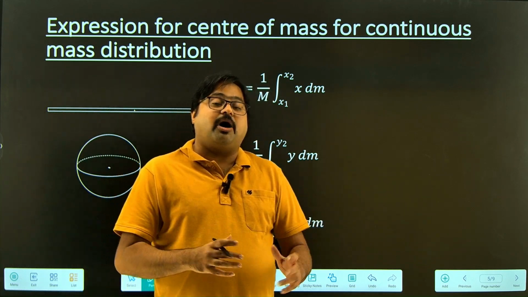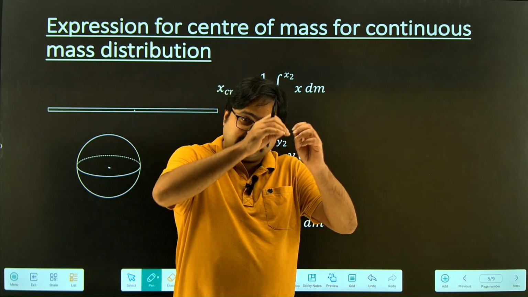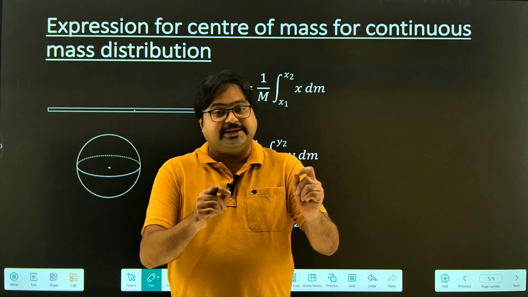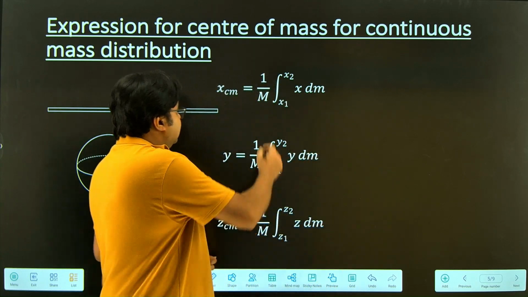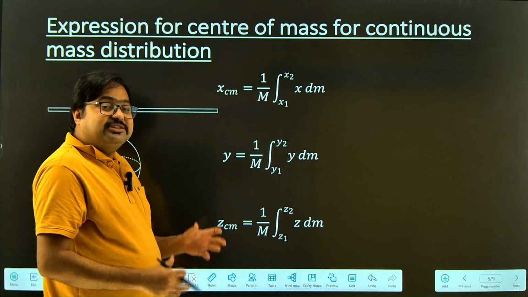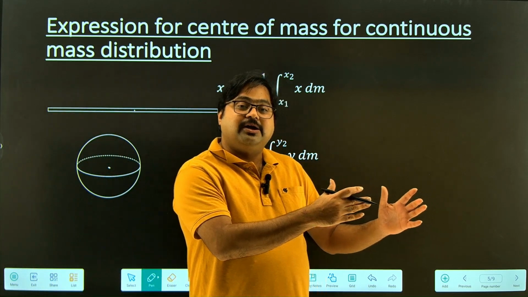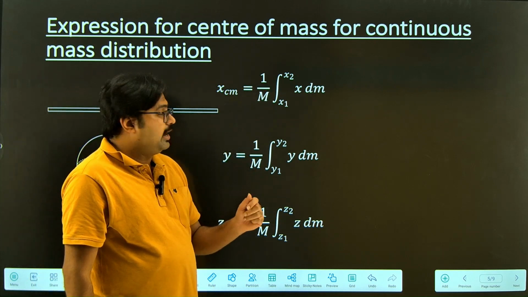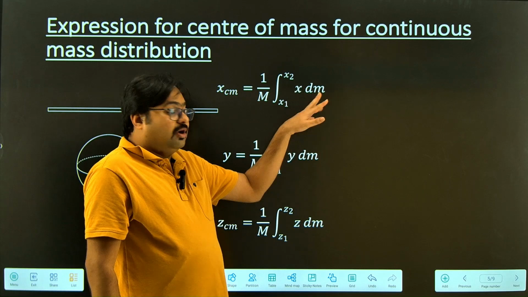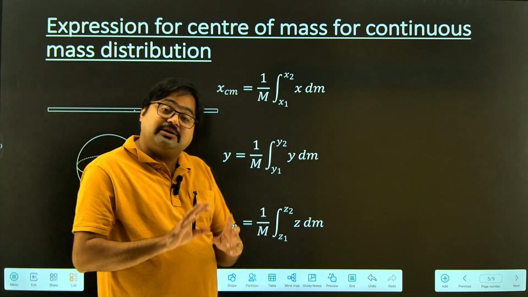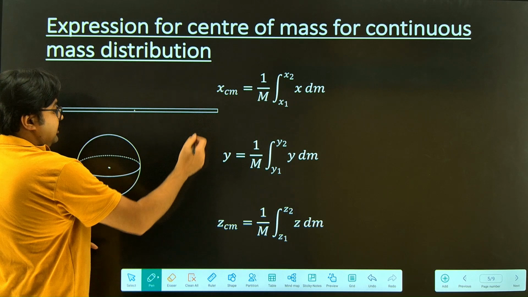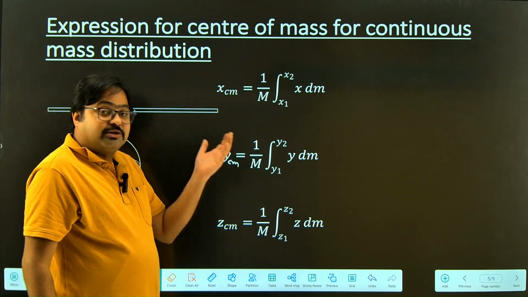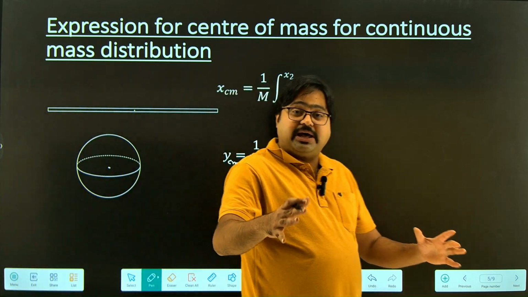That means if a body is made of a mass located at various places inside it, and it's an extended body, not a point mass, then how do you calculate the center of mass? These are the set of formulae. I've just transformed that algebra to calculus here. So xcm of the body can be written as 1 divided by m into the integral from x1 to x2 of x dm. The same thing can be written for each coordinate. So we have xcm, ycm, and zcm, and for all of these you can calculate the center of mass.